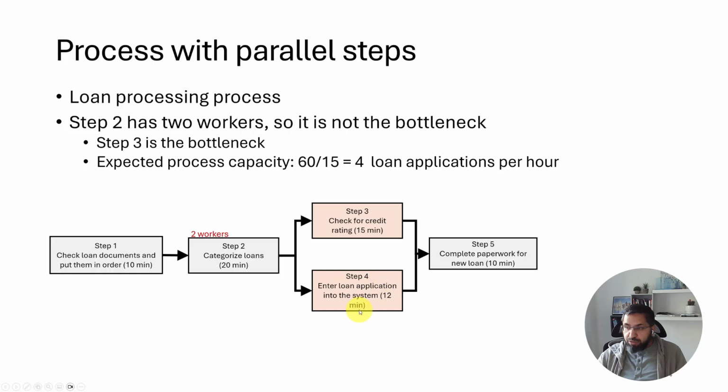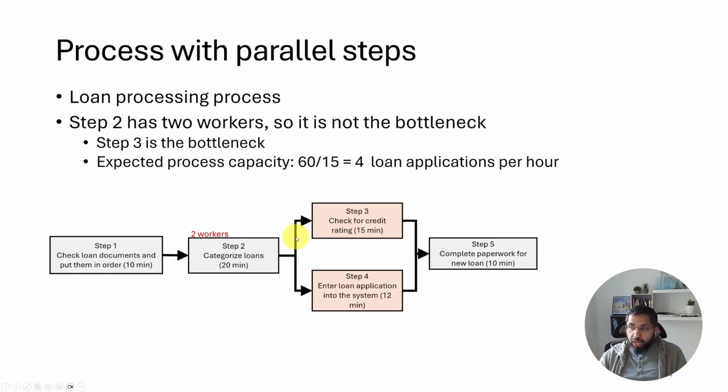And then we have 2 steps in parallel, step 3 and 4. When both steps are complete, step 5 can start on that particular loan application. Okay, and so step 3 is a bottleneck at 15 minutes, and so the expected process capacity is going to be 60 over 15 minutes, or 4 loan applications per hour.